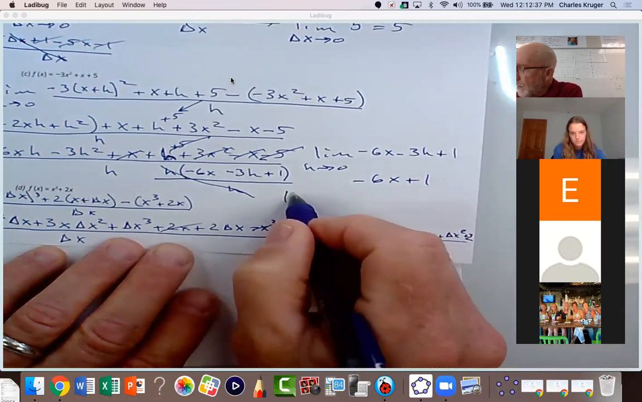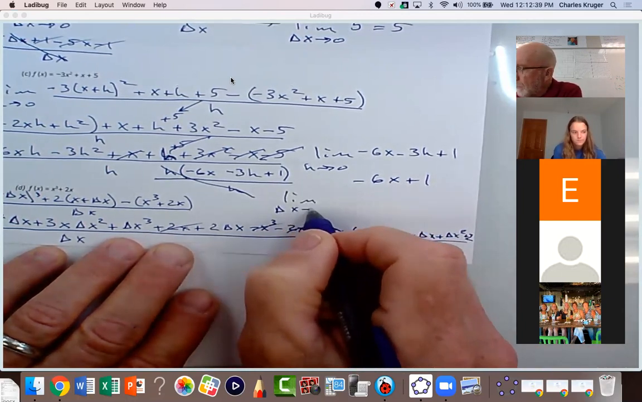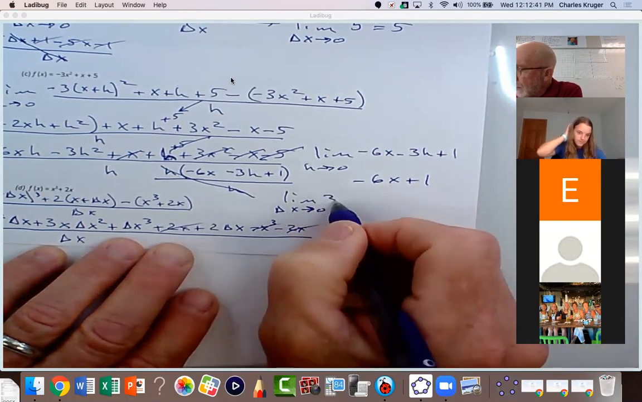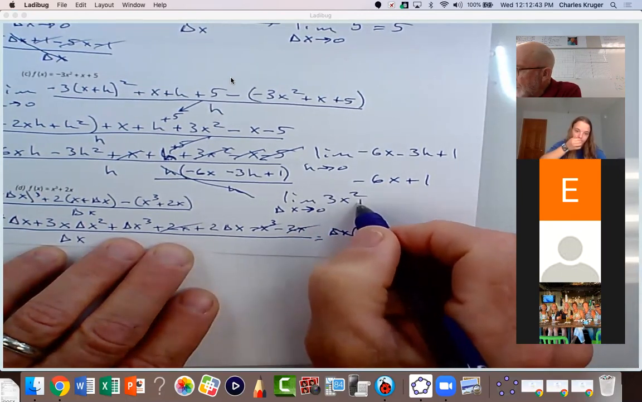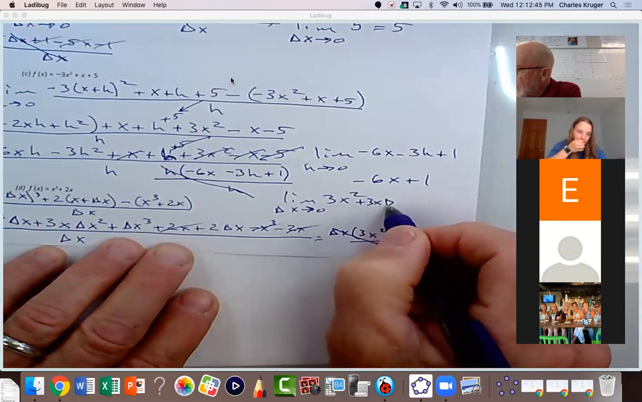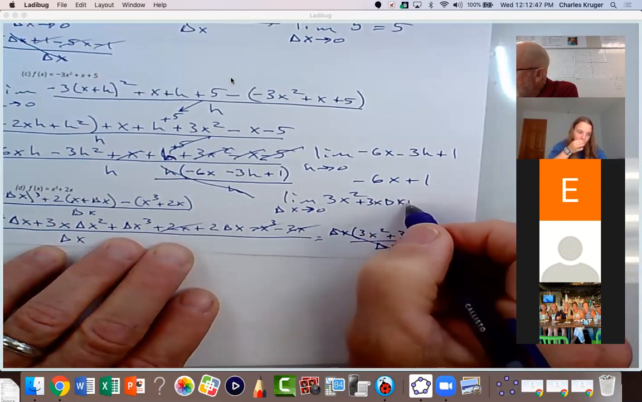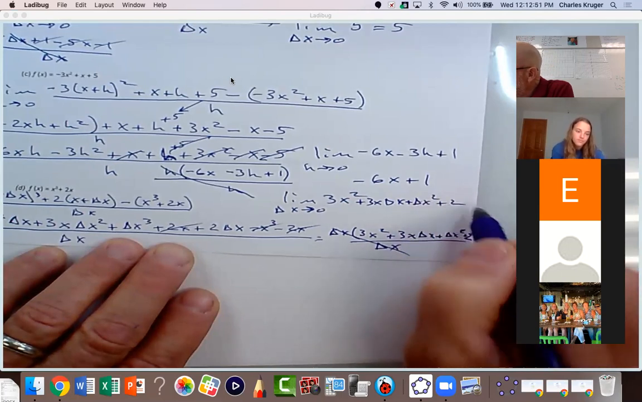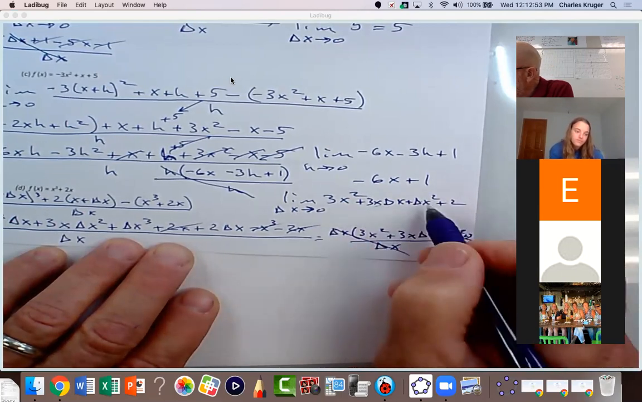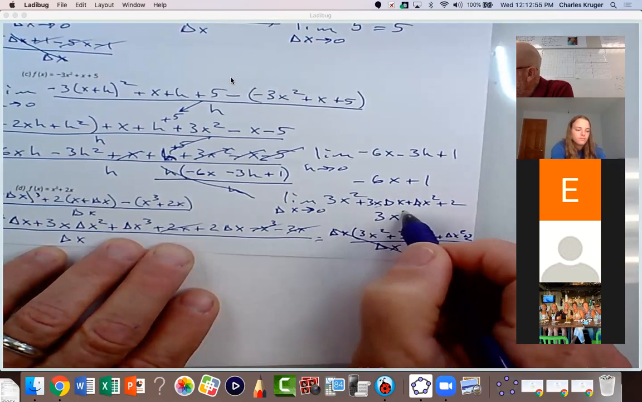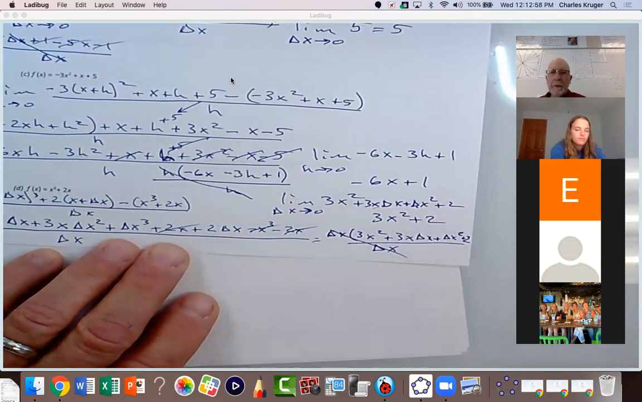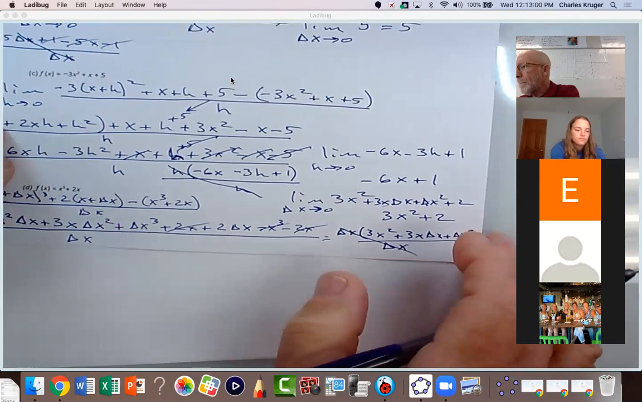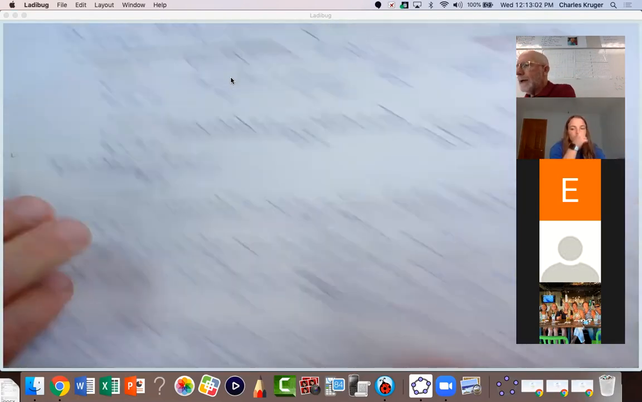So I'm going to take the limit as delta x approaches 0 of 3x squared plus 3x delta x plus delta x squared plus 2. And that'll be 0, that'll be 0. I'm left with 3x squared plus 2, which is what I believe to be true. The backside.